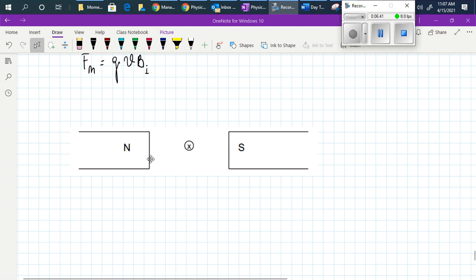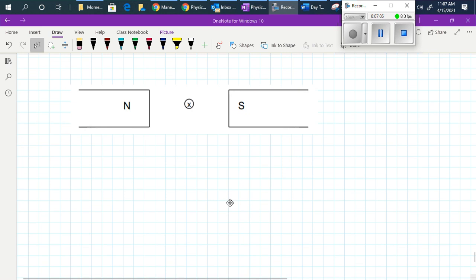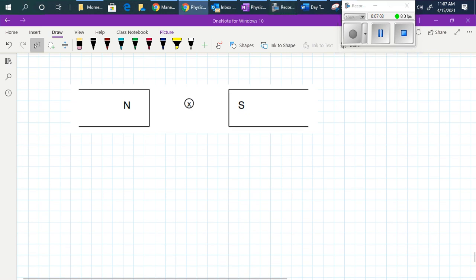North of the magnet is here and south is here, and we have a current, like a conducting current, that is here. Let's suppose that what we have here is the motion of a positive charge, or you can say an alpha particle, or the intensity of the current, or conventional current, whatever you want to call it. So what we are doing here is a positive charge.